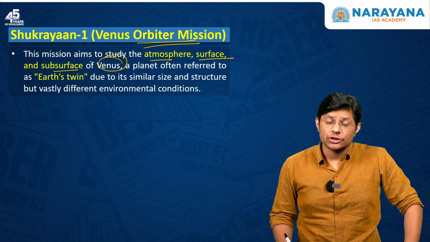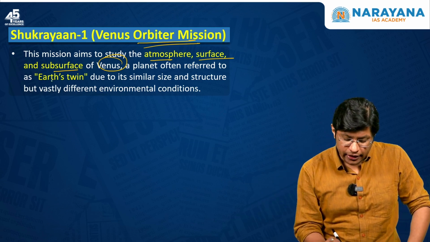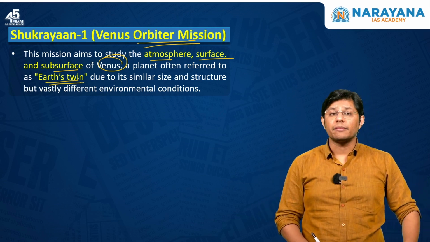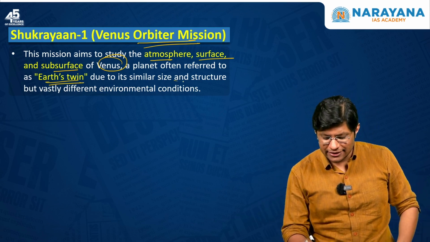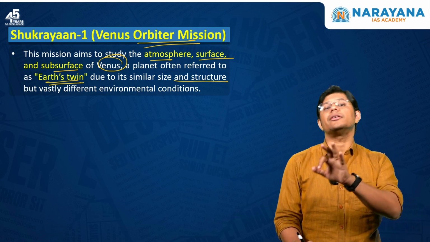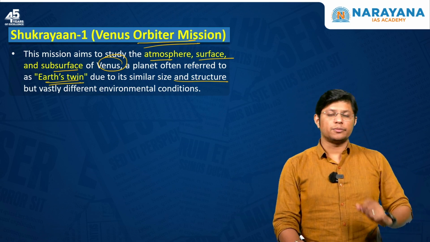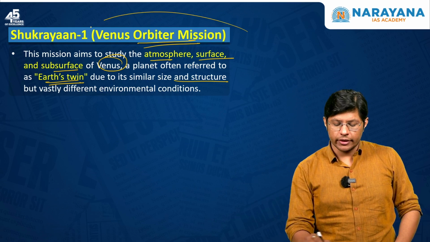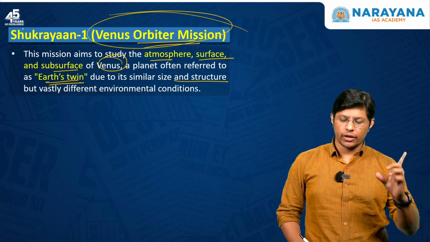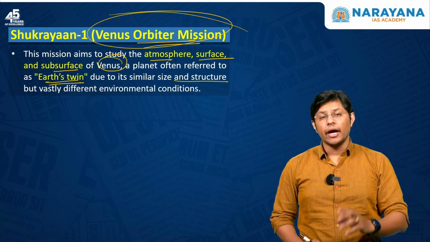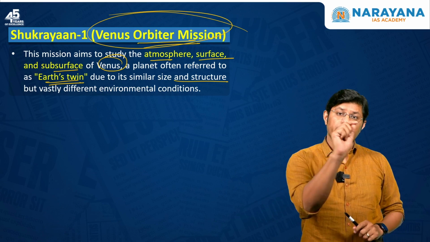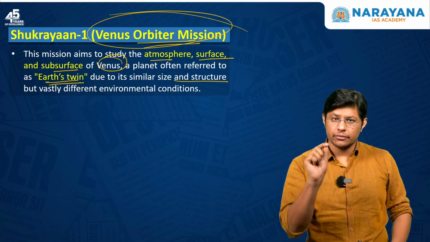And this planet is often referred to as the Earth's twin. Why? Because of the similar size and structure to that of Earth. So, this is the objective of the Venus Orbiter mission, Chandrayaan 4 and Venus Orbiter mission. I hope you understood the purpose of Chandrayaan 4 and Venus Orbiter mission, right?